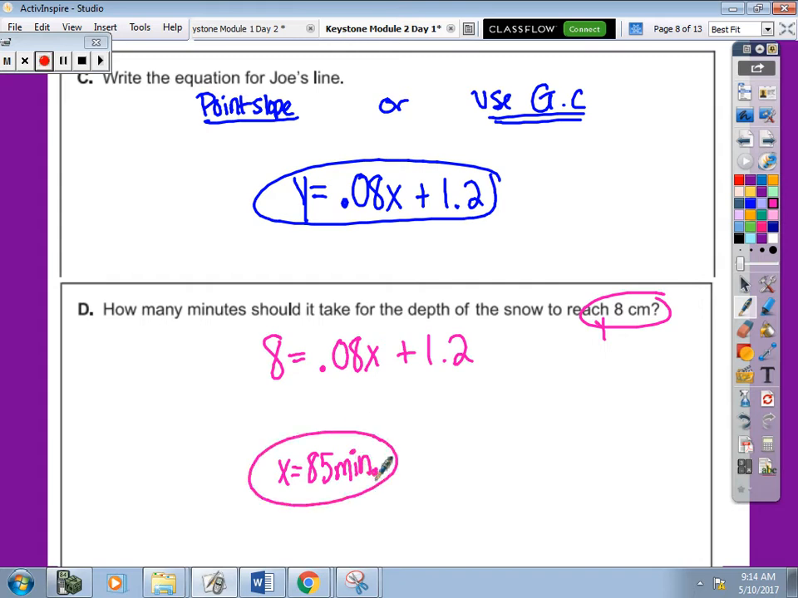You do want to put units on your Keystone constructed response questions. Again, the constructed response questions are worth a big portion of the grade. So you want to make sure that you try. Even if you don't know how to do the whole problem, do as much as you can, and don't leave any of the boxes blank. So just do something. Anything.